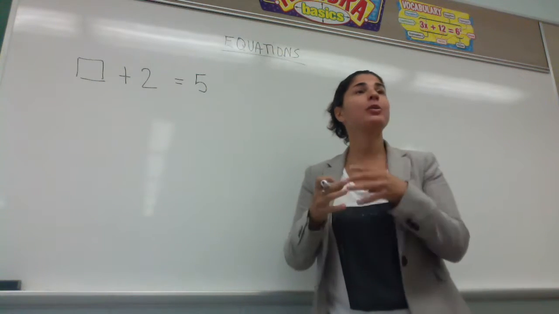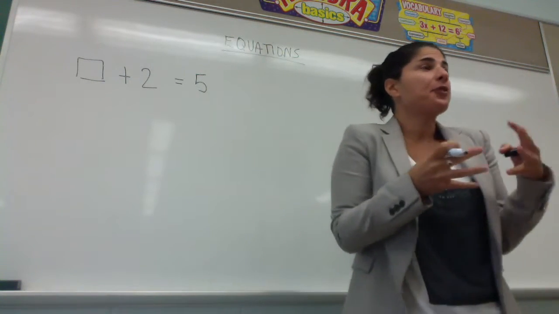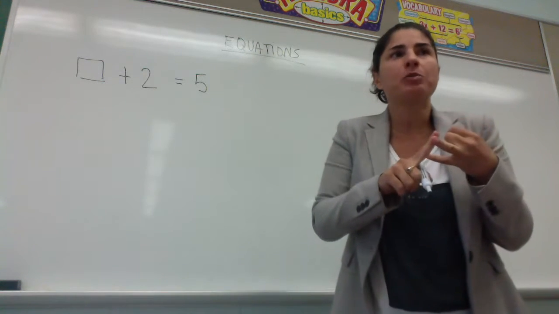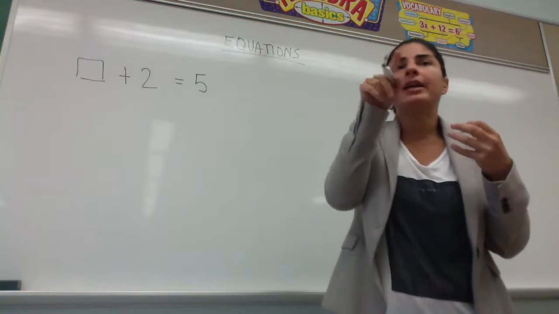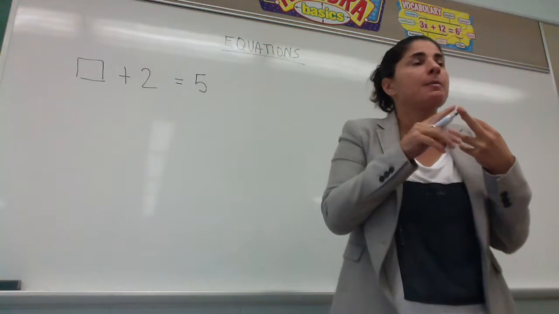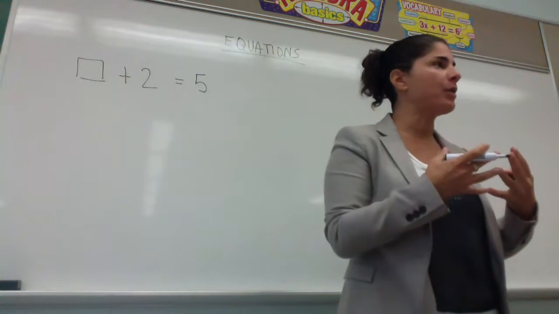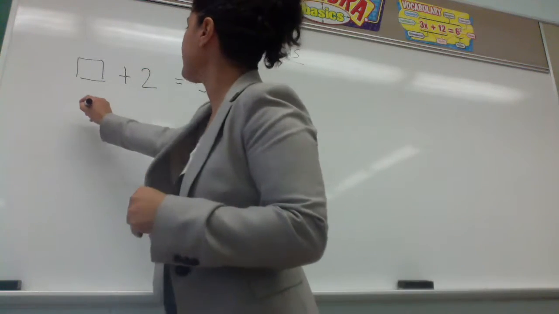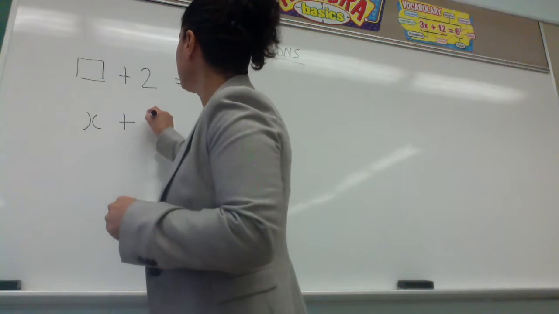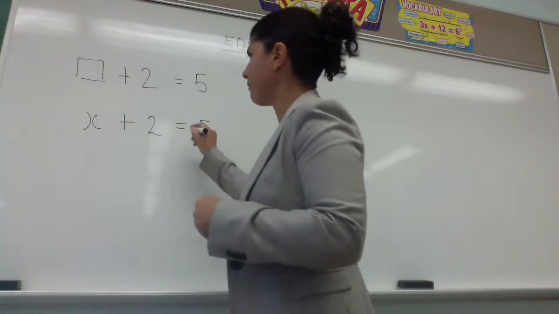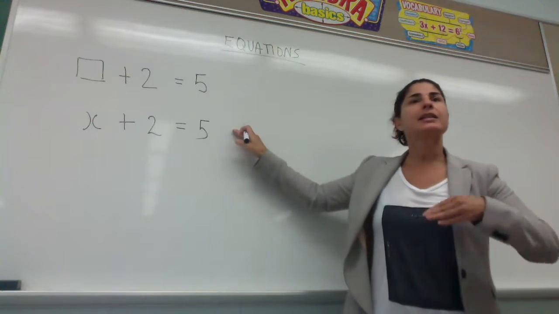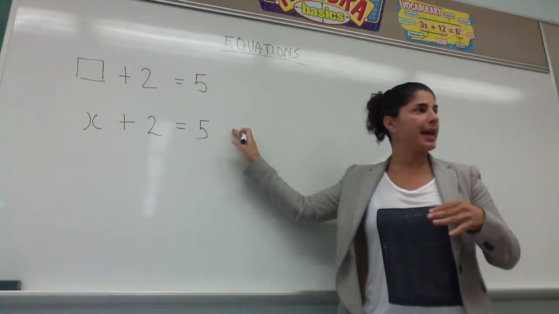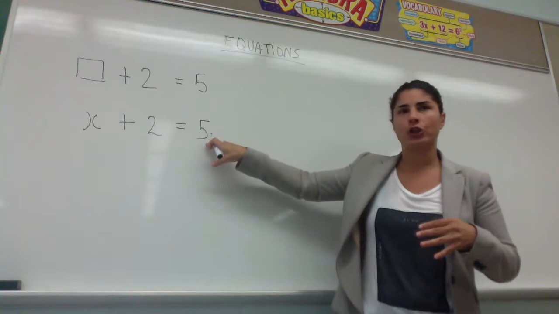So now in grade 8, what's different is rather than a box or a question mark or a little line at the bottom, a space, they're going to use a variable. For today, I'm going to use the letter x. So it's x plus 2 equals 5. This is an equation. And what the equation is saying is, I know the answer.